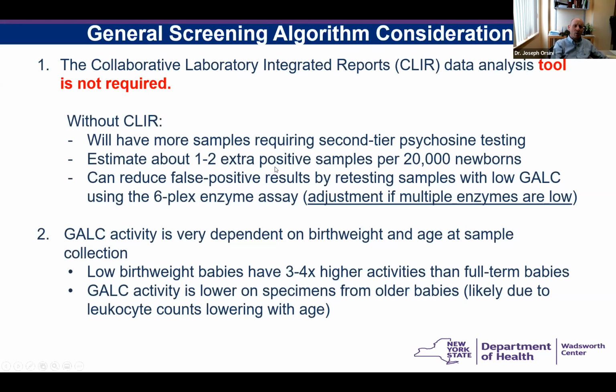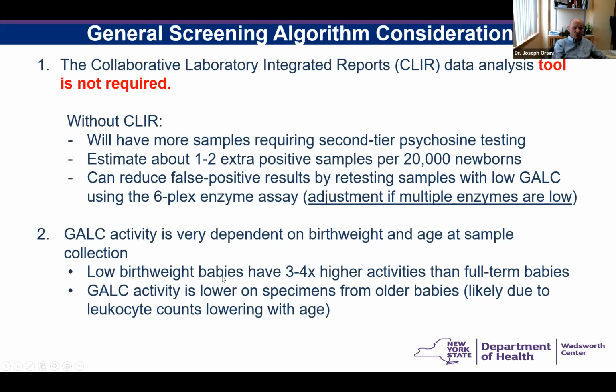You'll end up with some more positives, but since there are multiple enzymes, as long as you use multiple enzymes, you can keep that number down. I mentioned earlier that Krabbe, the GALC enzyme activity in a dried blood spot, is very dependent on birth weight, age, the sample, and collection. And that's due to some variables I'm going to talk about shortly.